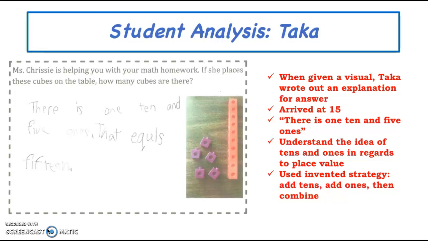So he really understands the idea of 10s and 1s in regards to place value, and he also used an invented strategy. So the strategy that he specifically used for this question is add 10s, add 1s, and then combine. Because what he first did was he figured out there was 1 10s, then he figured out there was 5 1s, and then he combined them to get the right answer, which was 15.